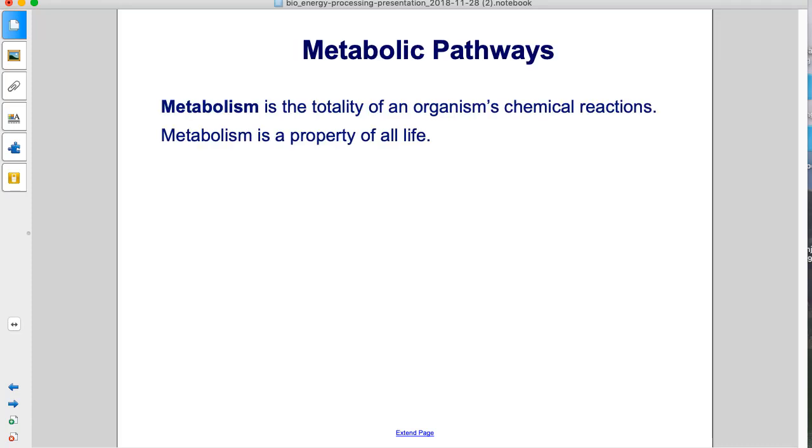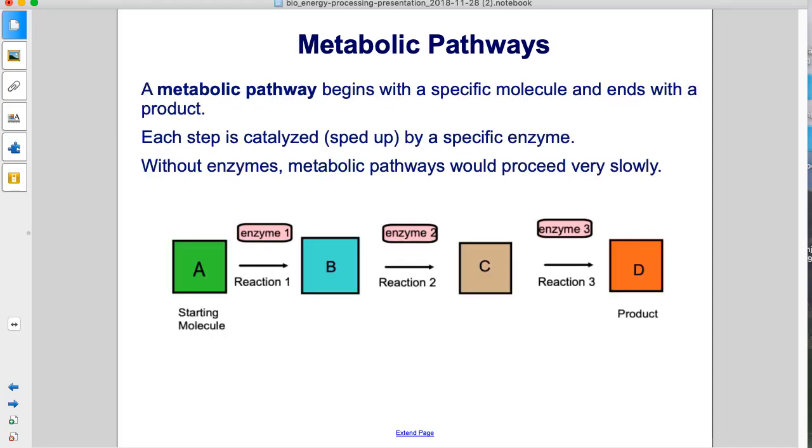Metabolism is the totality of an organism's chemical reactions. Metabolism is a property of all life. A metabolic pathway begins with a specific molecule and ends with a product. Each step is catalyzed or sped up by a specific enzyme. Without enzymes, metabolic pathways would proceed very slowly.